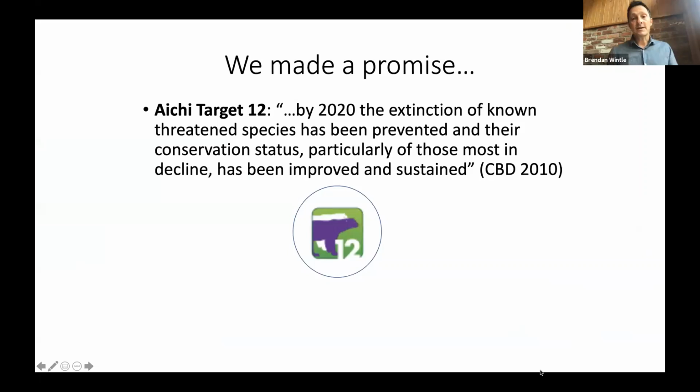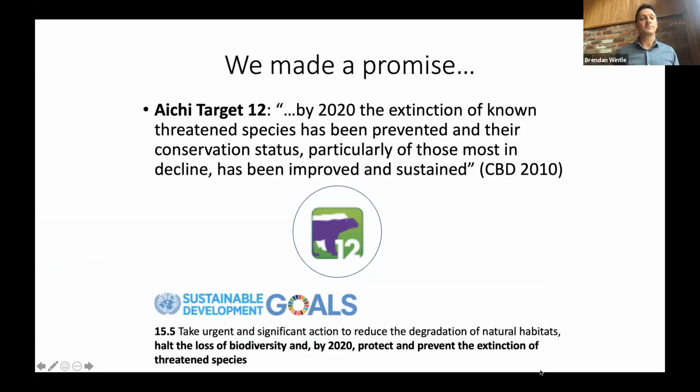So taking a look at the big picture to start with, back in 2010, Minister Burke, who was then Minister for the Environment, made a promise. It's a promise on behalf of Australia to the world and to future generations. And this was embodied in the Aichi targets under the Convention on Biological Diversity. And the promise was this: by 2020, the extinction of known threatened species had been prevented. Their conservation status, particularly of those most in decline, had been improved or sustained. So this was a promise that we made to the world.